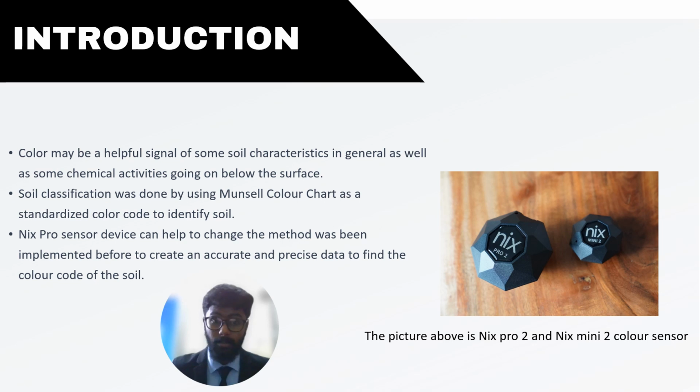Let's talk about color. Color may be a helpful signal of some soil characteristics in general, as well as some chemical activities going on below the surface. Soil classification was done by using the Munsell color chart, which is a conventional method in the old days, and it is a standardized color code to identify what type of soil it is. Now, the NIX Pro color sensor device can help to change this method that was implemented before, to create accurate and precise data to find the color code of the soil.